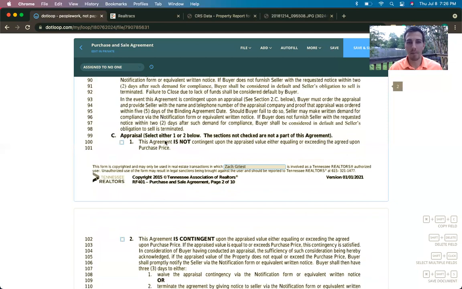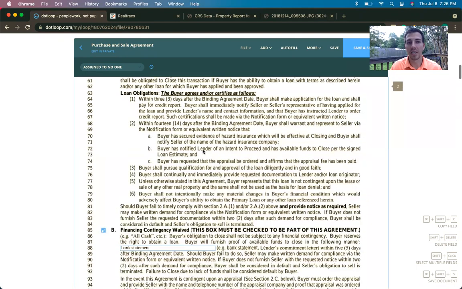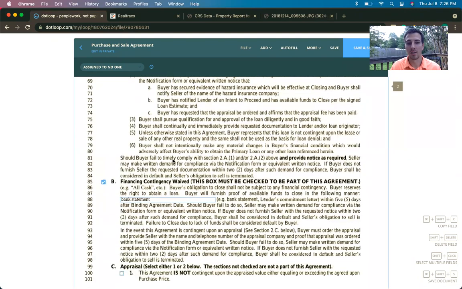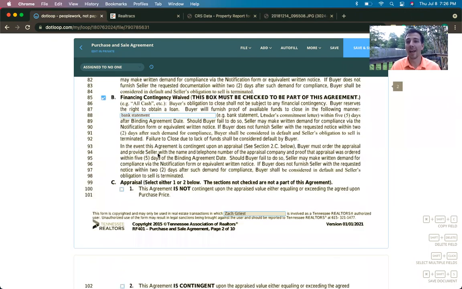And again, read what happens. Buyer must order the appraisal and provide seller with the name and telephone number of the appraisal company and proof that appraisal was ordered within 5 days of the binding agreement date. So if you're getting financing, you have 14 days. But if you're not getting financing, you only have 5 days. So the time frame switches up there. Again, if the buyer doesn't meet that deadline, the seller can say, hey, you haven't ordered the appraisal, you have 2 days to demand for compliance, and then seller can cancel if it's not corrected within those 2 days.